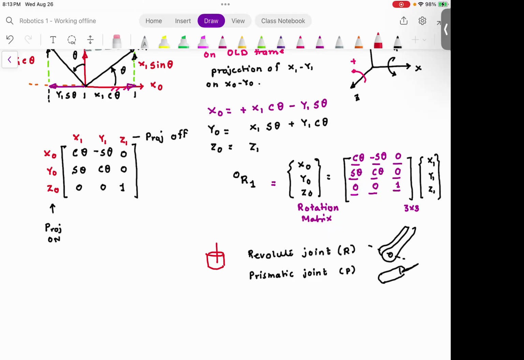Prismatic joint is shown as the brick, and this shows the axis of extension. So you have a revolute joint and you have a prismatic joint.